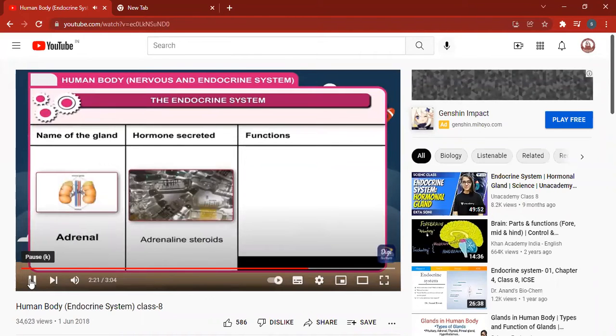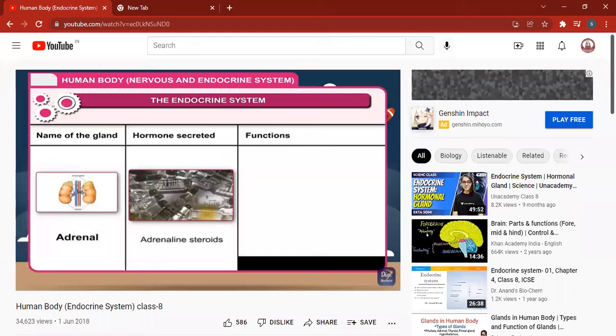Adrenal, adrenaline. You can see here on this, see the cursor, here you can see the adrenal on top of the kidneys, a cap-shaped structure is present. This one. Steroids. This cap shape is called the adrenal gland. These are the kidneys, and above the kidneys, like this, the cap shape is present. Okay? So these are present.